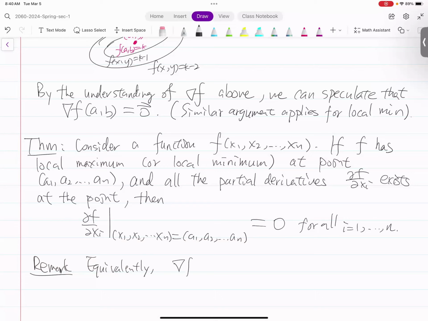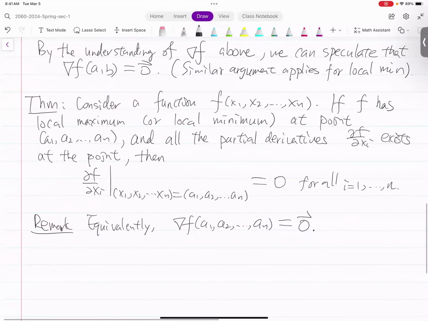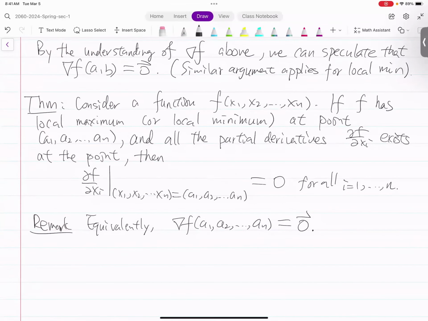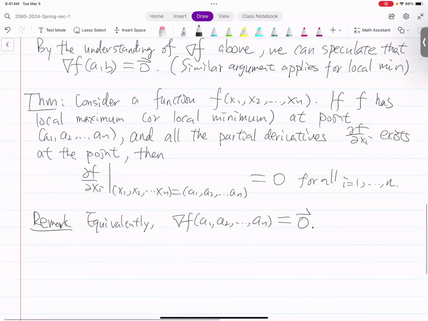In this situation, nabla f at the point (a1, a2, up to an) has to be a zero vector. Okay. So basically, if you think about it, this is again a generalization from a univariate case.